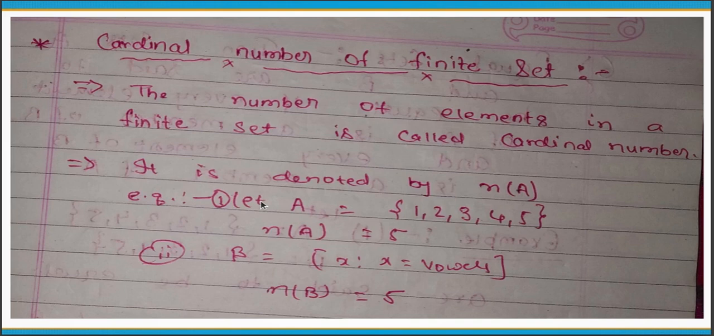Now for example, let A be the set {1, 2, 3, 4, 5}. Then n(A), the cardinal number of set A, equals 5. There are 5 elements here. Now the second set B is {x such that x is a vowel}. This set also has 5 elements: A, E, I, O, U. So n(B) equals 5. The cardinal number of set B is 5.